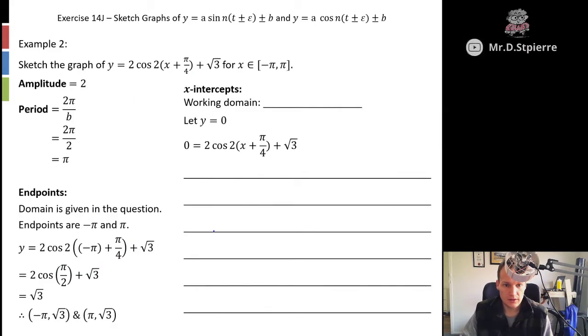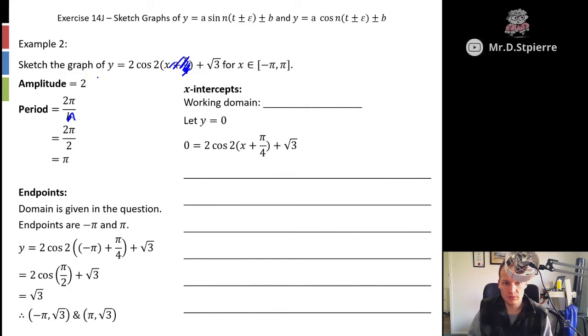Right. Here's another example. So sketch the graph of y equals 2 cos(2x + pi/4) + root 3. We're going to ignore the plus pi on 4. For x in the set between negative pi and pi.